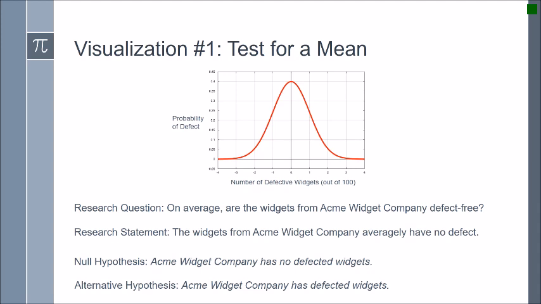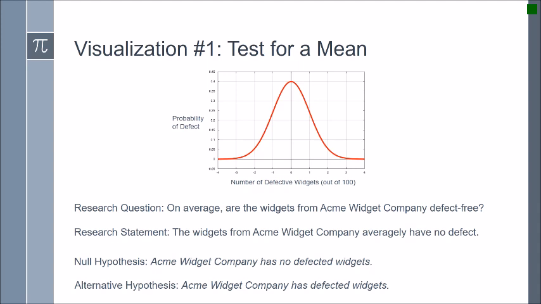So the research statement I have made here is that the widgets from Acme widget company on average have no defect. Alright, so defect free means no defect. Okay, so the null hypothesis I have made here is that Acme widget company has no defected widgets, and the alternative hypothesis will be that Acme widget company has defected widgets. So what we are going to see here is the mean of both defective widgets and probability of defect.